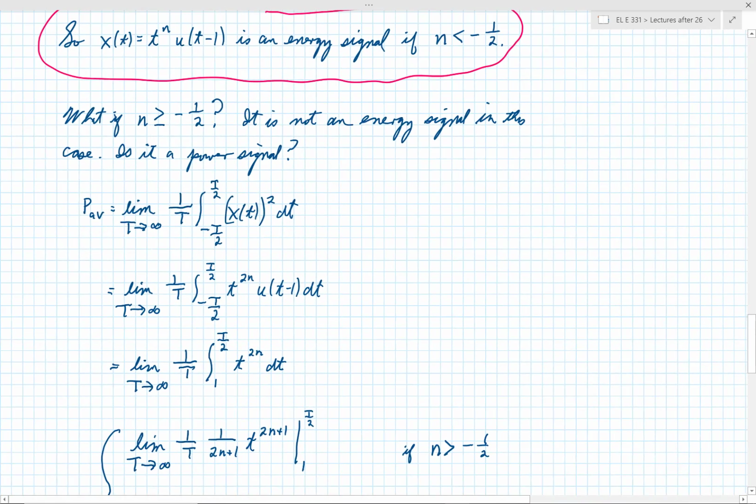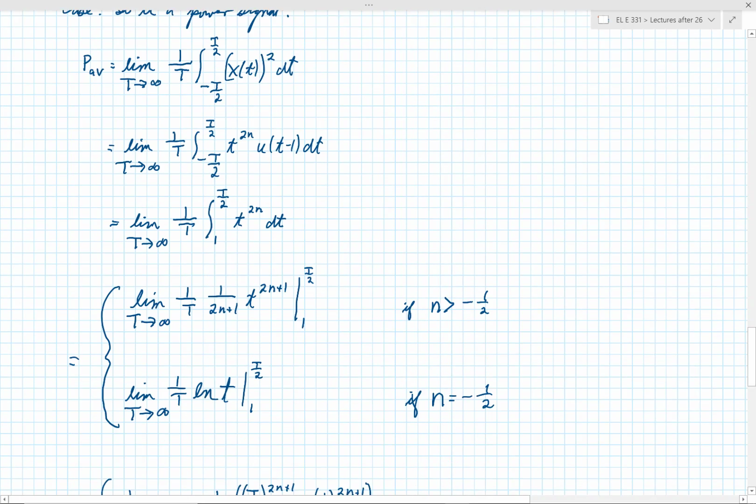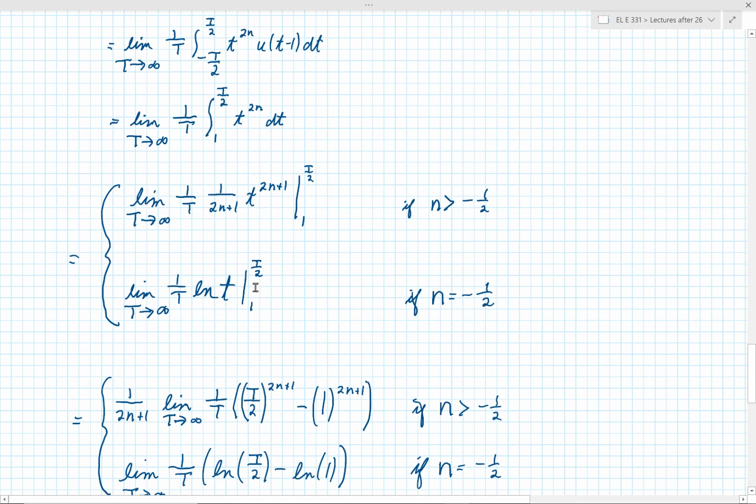But remember now, we're looking at the cases n is greater than or equal to negative 1/2. All we took care of up here was n less than negative 1/2. Those were the energy signals. But we still have the possibility down here that n is equal to negative 1/2. So we have to consider that one. Again, we have to consider it separately, because when n is equal to negative 1/2, this is the integral of 1 over t dt. So we would get then log of t. But now the limits are 1 and t over 2.